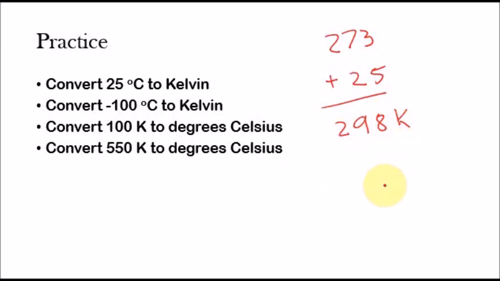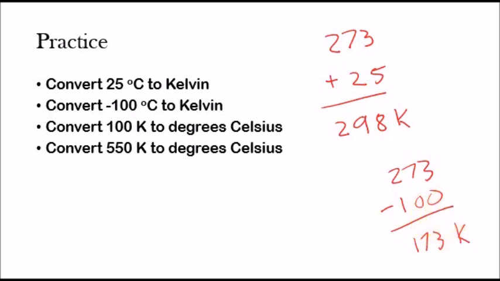Here, convert negative 100 degrees Celsius to Kelvin. To do that, 273 plus negative 100, which is just subtracting 100, gives us 173 Kelvin. Again, not degrees Kelvin, just Kelvin.